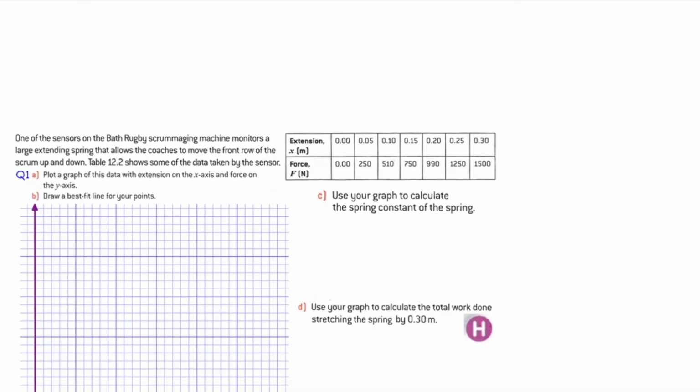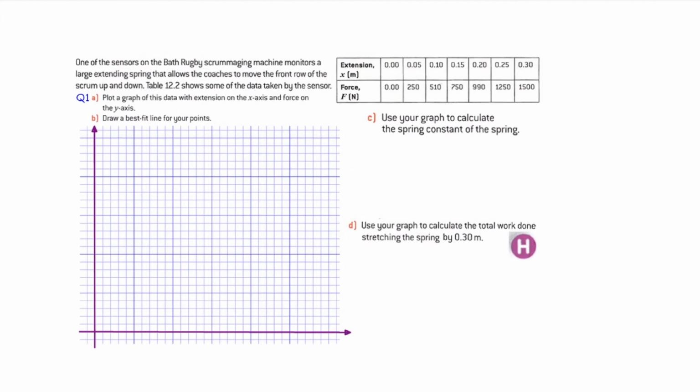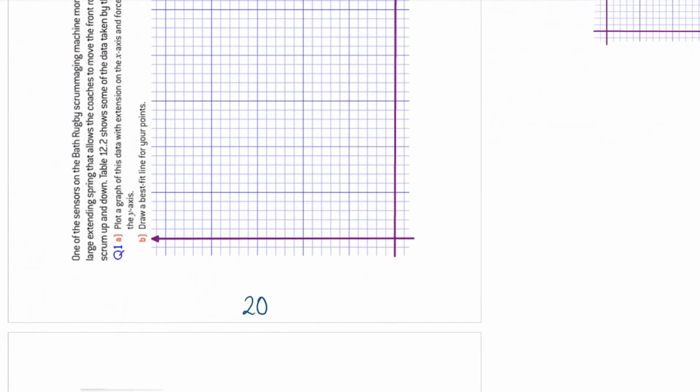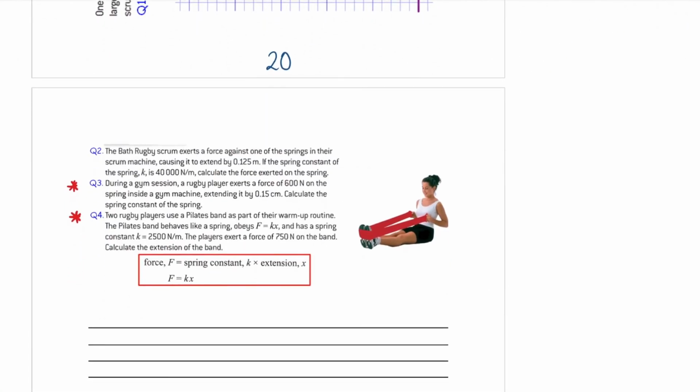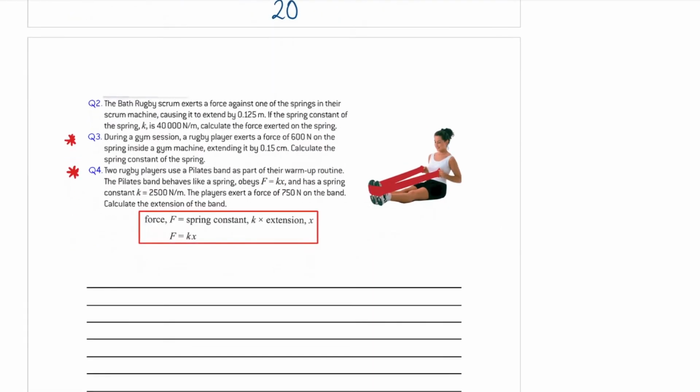So if we look at this question, just read through it first of all, please. This is one for you to do, and higher tier only to do part D. Essentially, it's the same as what you've just done from the previous practical. And 3 and 4 is for you to do. I'll do question 2, which will bring us to the end of the lesson.